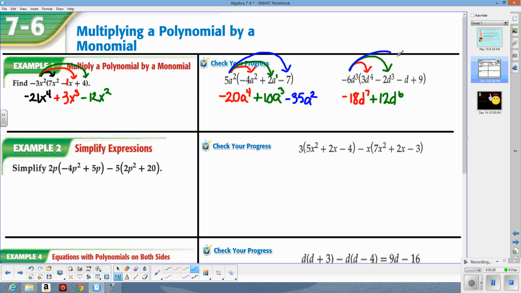Negative 6d to the 3rd times negative d. Remember, that's like a negative 1d. So negative 6 times negative 1 is positive 6. And then d to the 3rd times d to the 1st. That's a total of 4 d's being multiplied together, so d to the 4th power. And then negative 6d to the 3rd times positive 9. Negative 6 times 9 is negative 54. D to the 3rd.